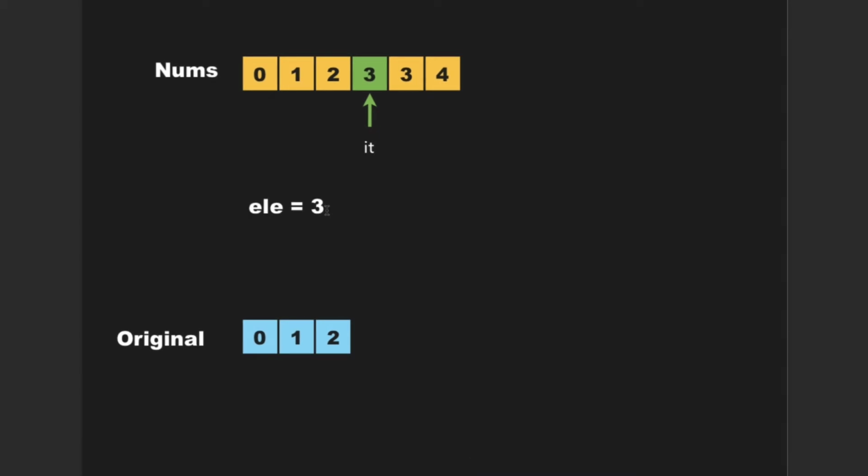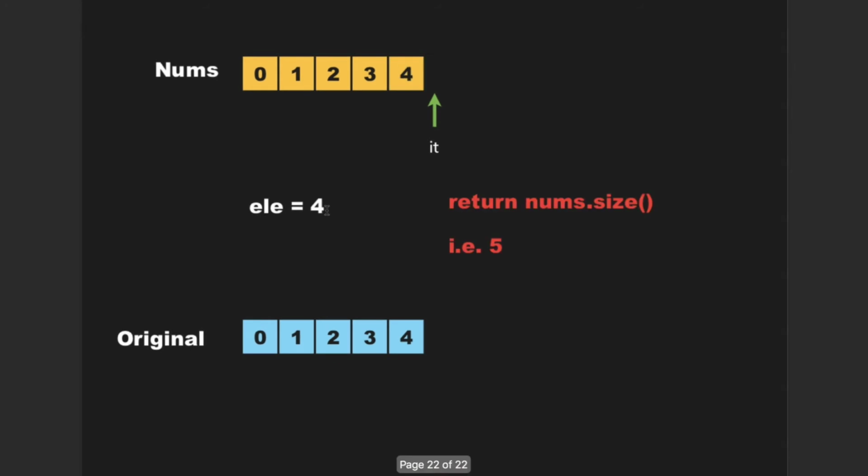Now we got a new element which we can push to the original vector. Since 3 is already present in original, we erase it from nums and decrement it. Now it points to the final element which is 4, so we can push it to the original vector and increment it. Finally, we have successfully traversed the nums vector and we got the size as 5. So we can now return our output as nums.size, that is 5.